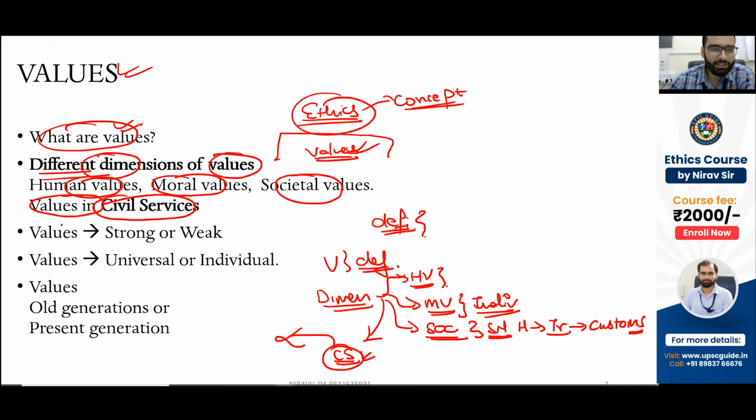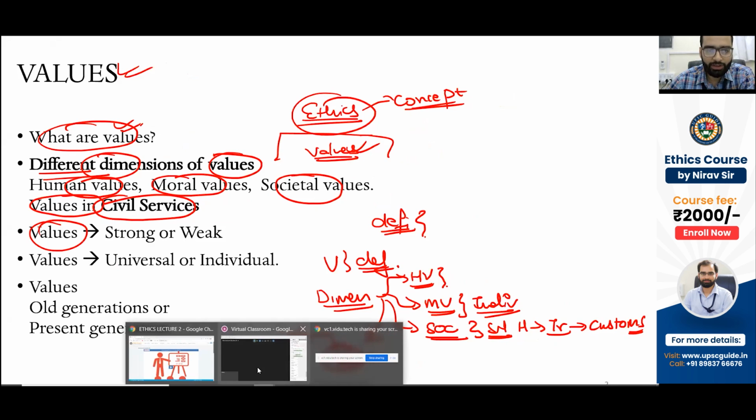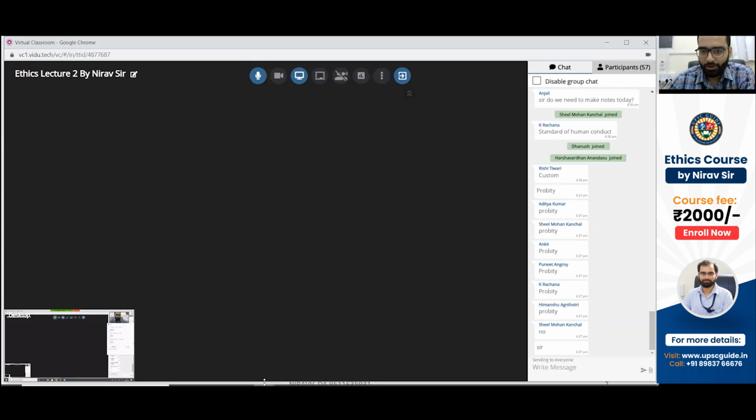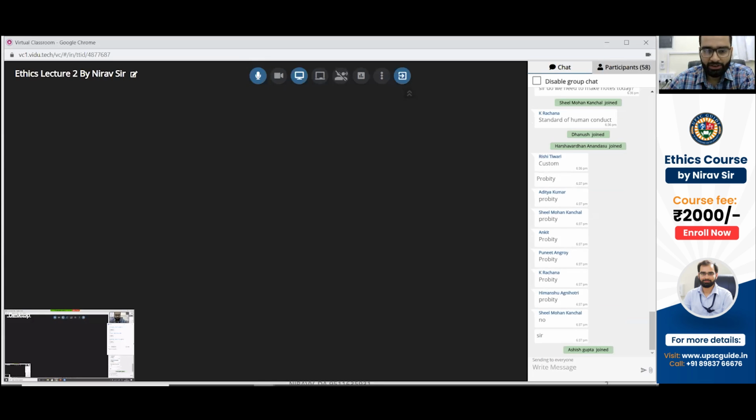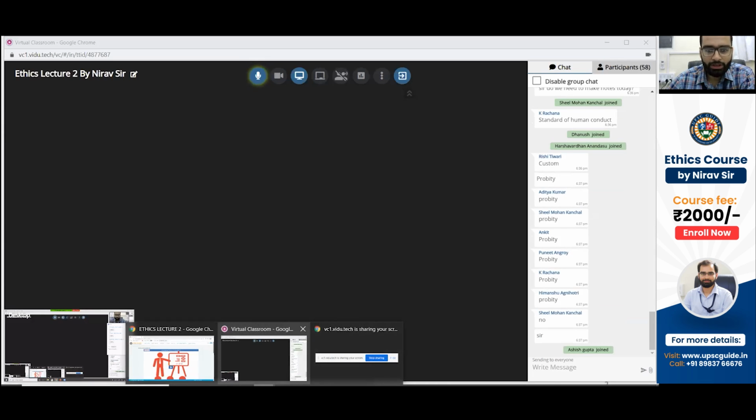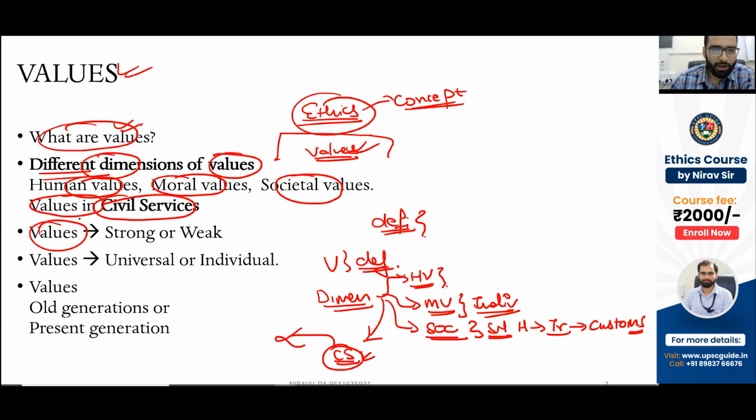And then values we have seen, whenever we look at values, what do we basically see? Values can be strong values or they can be weak values, right? Values can also be universal values, that is, they are accepted by all. Usually the values which are accepted by all, the universal values, are called ethics. So what is ethics?